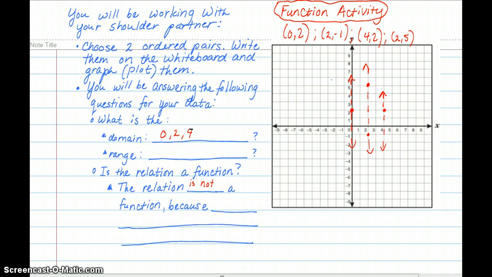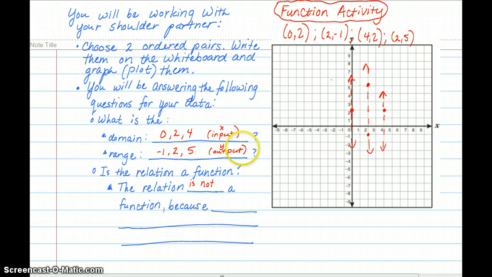Now my range are all my output values, which are my y values: negative 1, 2 again, and 5. I'm not going to write that 2 twice. I'm just going to write negative 1, 2, and 5. It's just coincidental that the y values have a repeating 2 as well. All right, now I've written the domain, I've written the range. We are going to be using this idea of the x values, the input values, for the domain. So domain are input and x values, whereas range are output and y values.